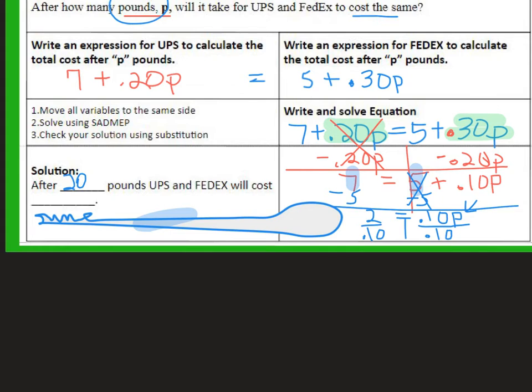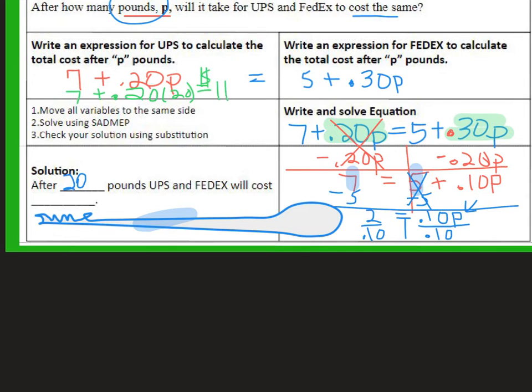Oops, sorry. I'm not going to start over, but it's going to cost the same. So let me go ahead and type this in my calculator: 7 plus 0.20 times 20. When I type that into my calculator, I get $11.